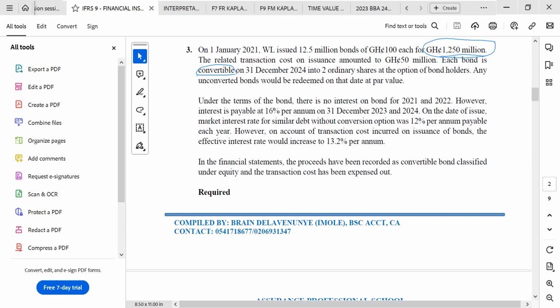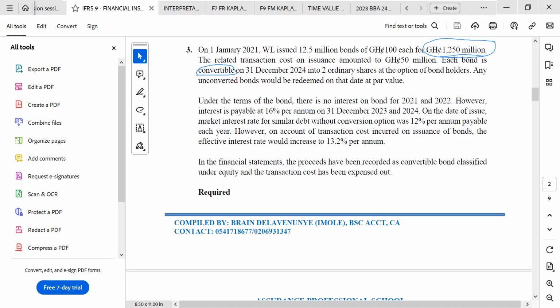However, on account of transaction costs on issuance of bonds, the effective interest rate will increase to 13.2% per annum. That is what we have done. In the financial statement, the proceeds have been recorded as convertible bonds classified under equity, and the transaction cost has been expensed out. So the question is, should we have expensed the transaction cost? Is that the right thing to do?